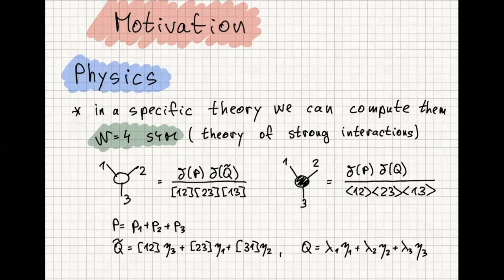Now, if you look at a specific theory, we have some formulas for these 3-point amplitudes. So for the theory we are interested in, N=4 super Yang-Mills, which is a certain supersymmetric extension of QCD, the theory of strong interactions, we will have some formulas. And for this 3-point white amplitude, all the lambdas are proportional, so the result only depends on lambda tildes. As you can see, these brackets are the contractions of lambda tilde spinors, while for the black 3-point amplitude, all the lambda tildes are proportional, so the result has only the angle brackets of lambdas.